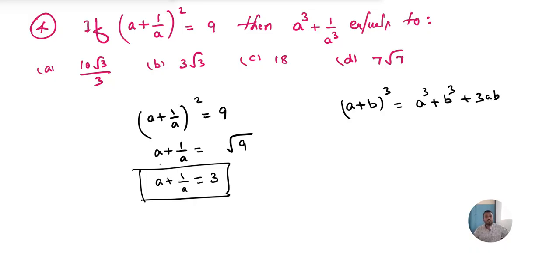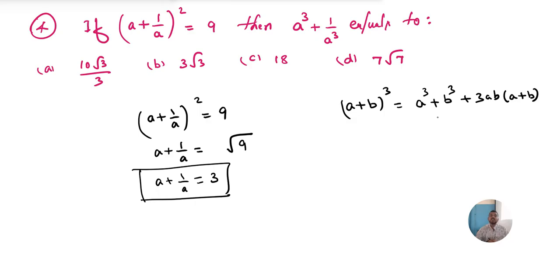What is (a plus b) whole cube? a cube plus b cube plus 3ab into (a plus b). Now this is the identity.